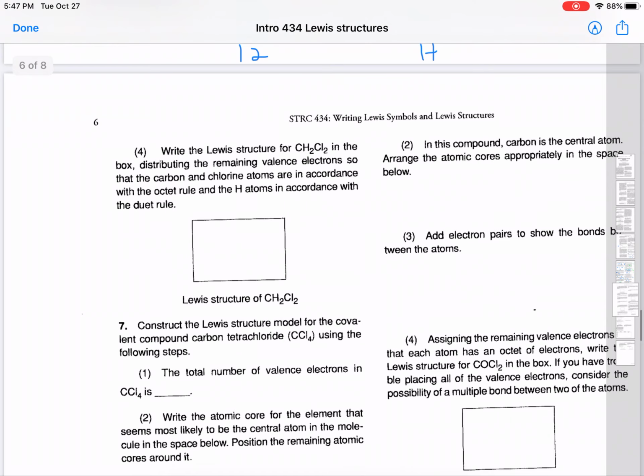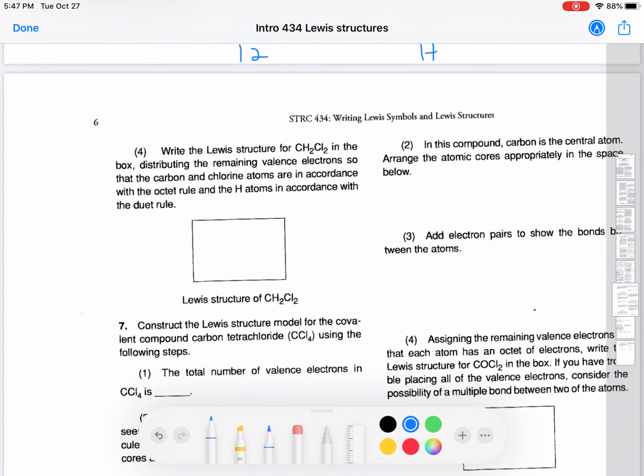Write the Lewis structure. So when you write the Lewis structure, you can do it over here. Carbon, chlorine, hydrogen, and then the 12 electrons you put as lone pairs on chlorine. I just drew it outside the box. That's the Lewis structure for CH2Cl2.